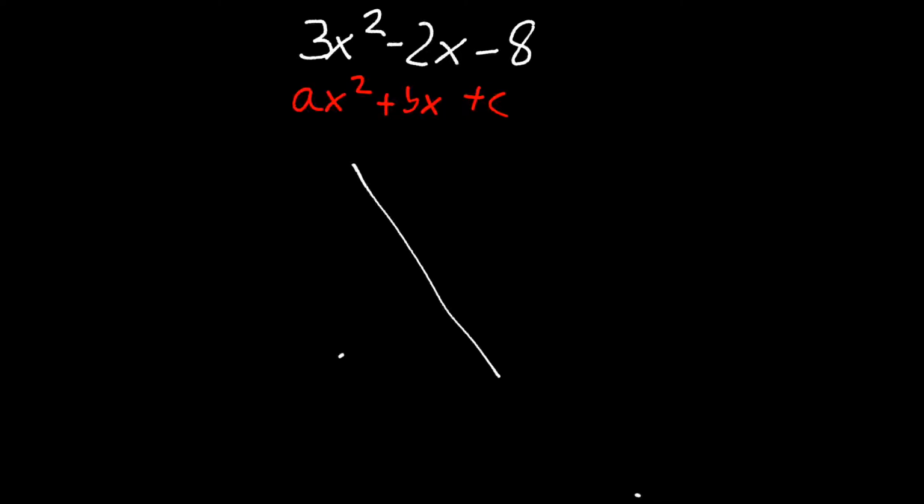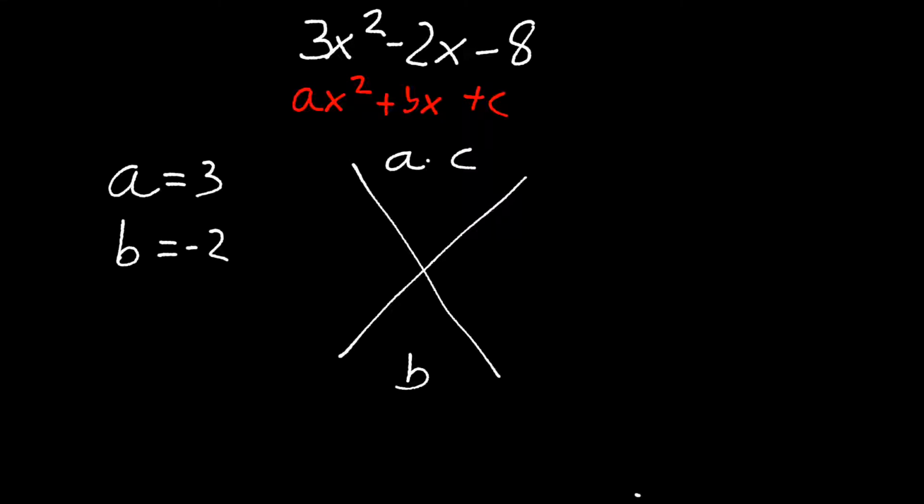We have our diamond method. The top is still a times c, the bottom is still b. Nothing has changed. In this example, a is 3, b is negative 2, and c is negative 8. So we'll start off filling in the top and bottom of our x. a times c gives me a negative 24, and b is a negative 2. So I need to find two numbers that multiply to negative 24 and add to a negative 2.